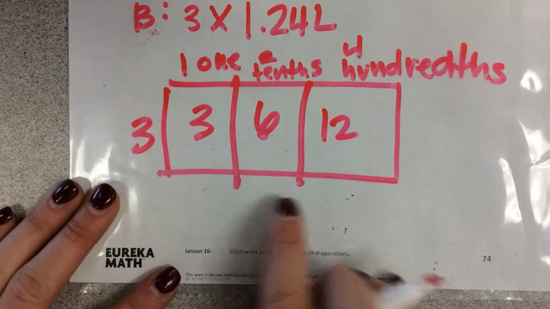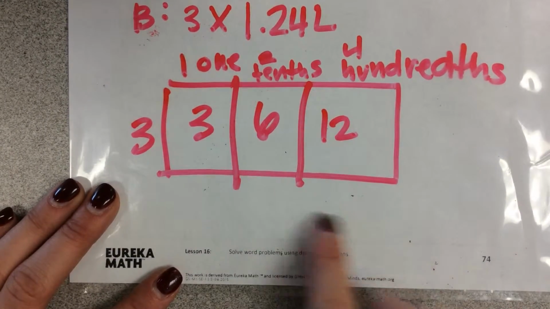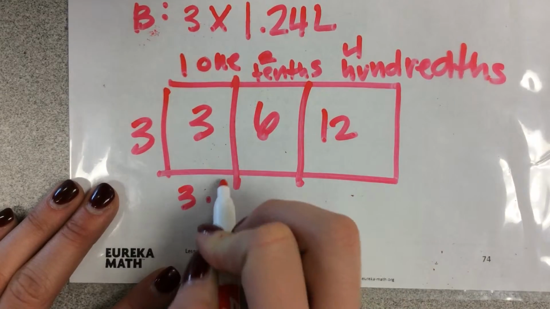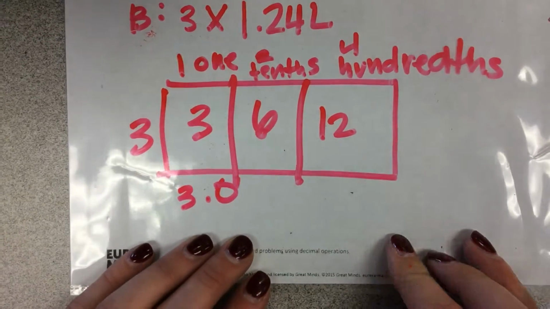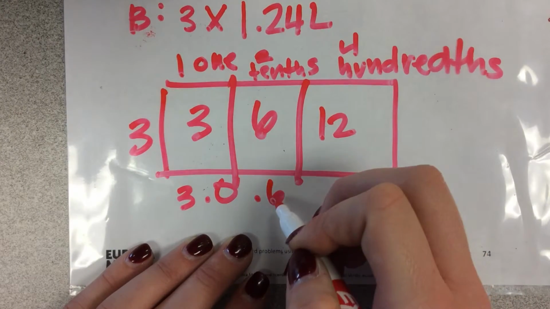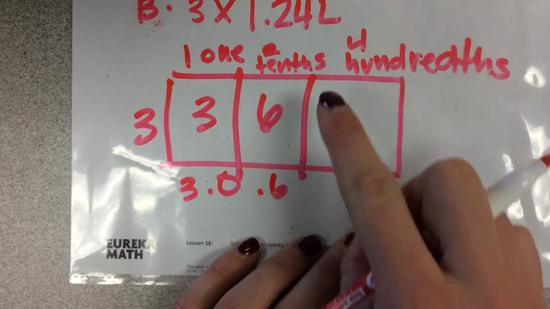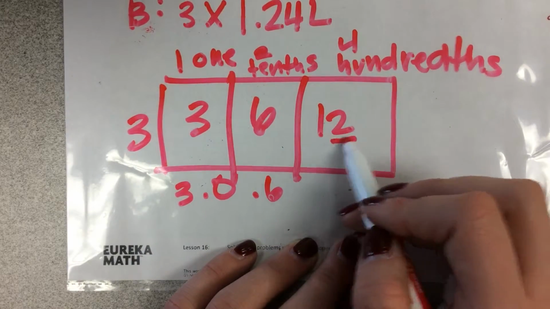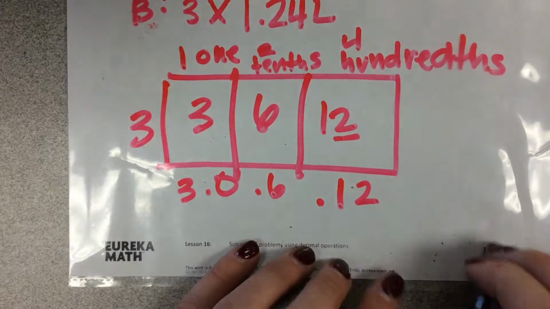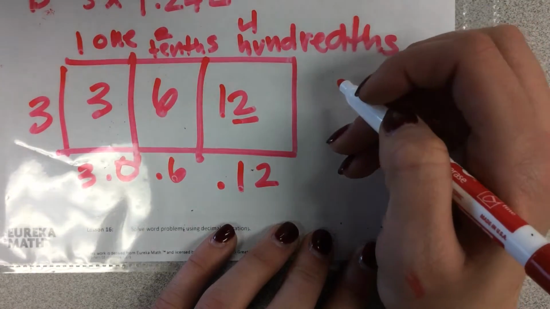So we got to go down and make our partial products in standard form. Write them as a decimal. So 3 ones, we know is just 3. You can even put 0.0 if that helps. 6 tenths, we know we write that as a decimal as 0.6 because the 6 is in the tenths place. And 12 hundredths, we put our last digit in the hundredths place and fill it in. So 12 hundredths. We got to add our partial products.